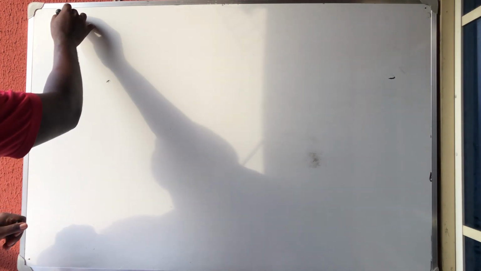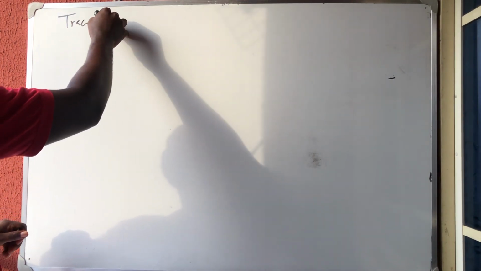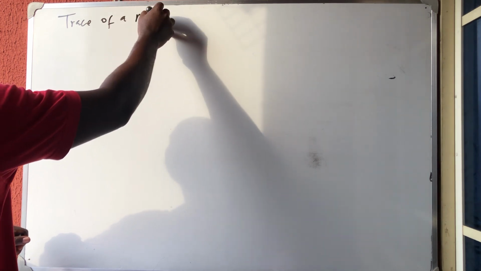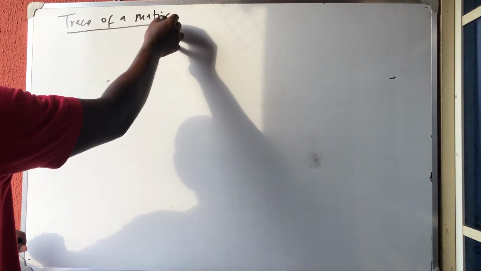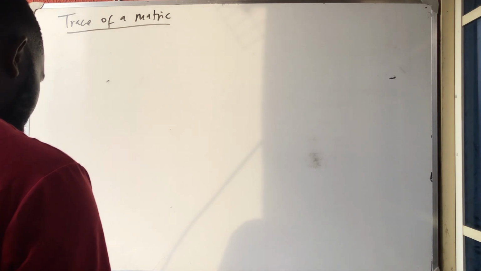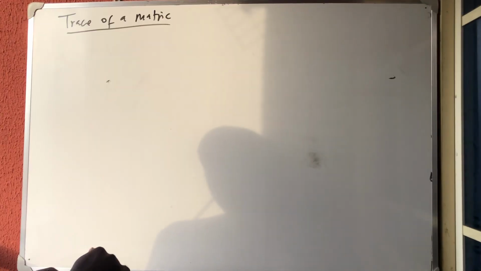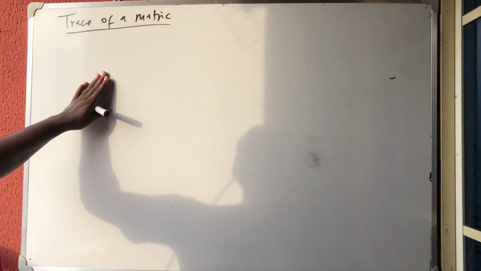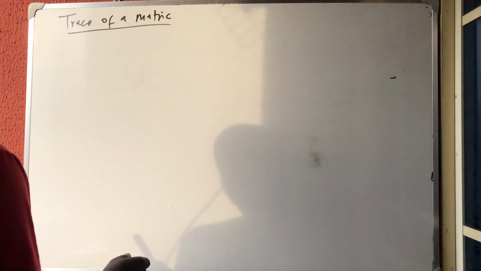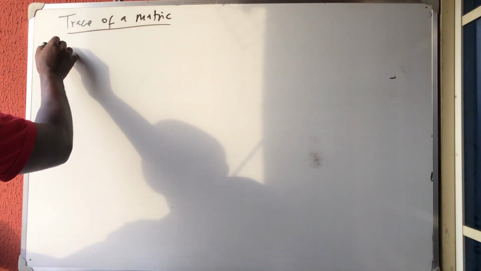So I think you have known how to get the transpose of a matrix. So the next one we'll look at is the trace of a matrix. Now the trace of a matrix is just the addition of all the diagonals of that matrix. So before you can get the trace of any matrix, that matrix must be a square matrix. Okay, it must be a square matrix before we can find the trace. So look at what I mean by that.